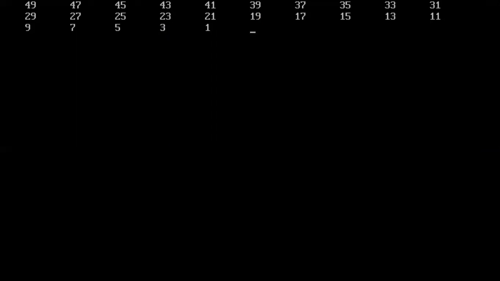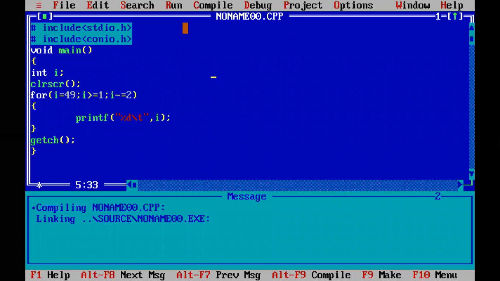Watch here. First value is 49, 47, 45, up to so on. Last value, check over here, last value is 1. I hope you understand the loop, how to execute this loop. So this is the looping structure using the for loop.